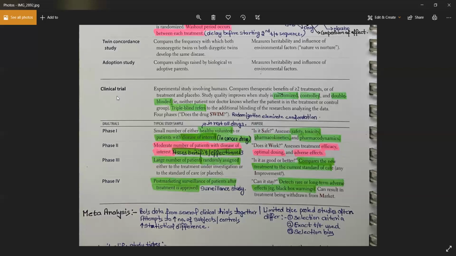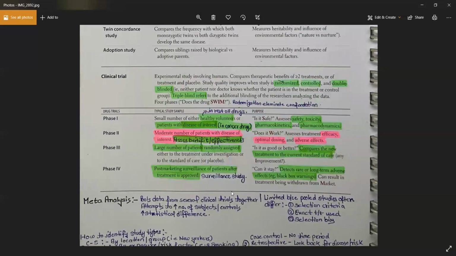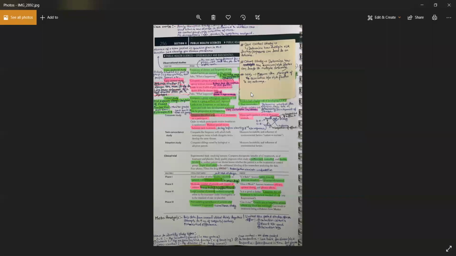So step 1 will give you a scenario. They will give you a number of patients, or they will give you healthy volunteers, or they will ask you about the surveillance study, and they will finally ask you what phase the drug is in now, either phase 1, phase 2, phase 3 or phase 4. So you need to be aware of these phases. And they will also ask you how you can reduce the bias of the study, which is by randomization and by blinding. Two things are very important. So that's about the clinical trials.